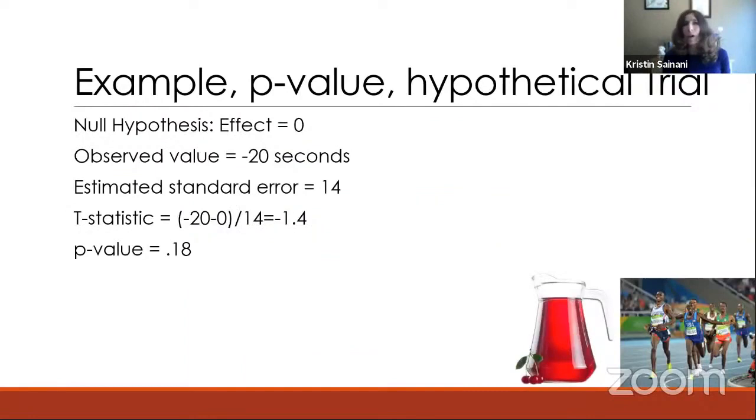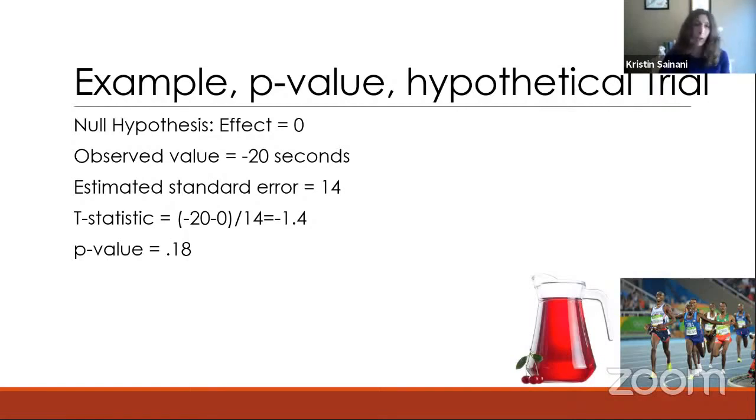Let's put some numbers to that. Going back to this hypothetical cherry juice trial, a common null hypothesis that we might want to test is that the effect size is 0. This null hypothesis means that cherry juice does absolutely nothing. So let's say we set up our trial to test this null hypothesis. The effect size is 0, cherry juice does nothing. To test the hypothesis using our data, we're going to run just a standard t-test.